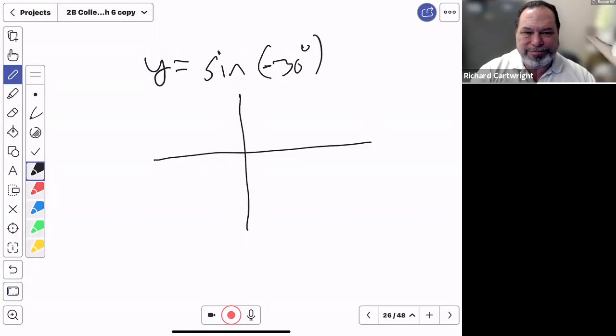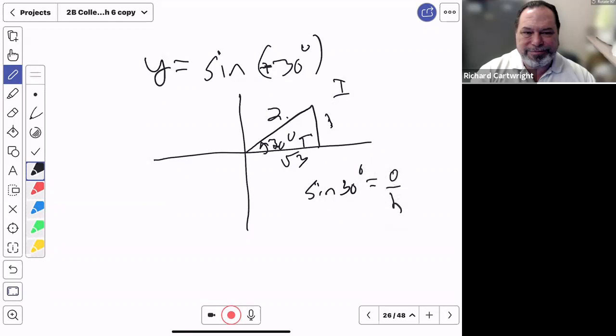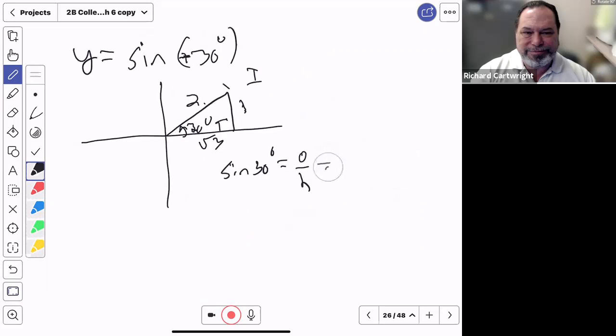well, let me first do positive 30 first. That means the angle goes up this way and there's 30 degrees here. It opened up. If I draw my triangle, then opposite 30 is a 1. The hypotenuse is always a 2. And the other leg has to be the square root of 3. The sine of 30 degrees in quadrant 1 here is opposite over the hypotenuse, or opposite over the radius, however you want to do it, will be 1 over 2.